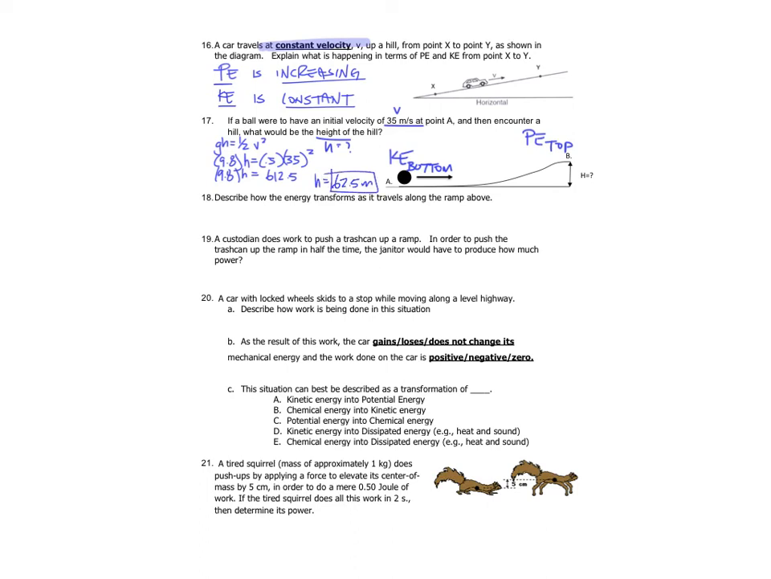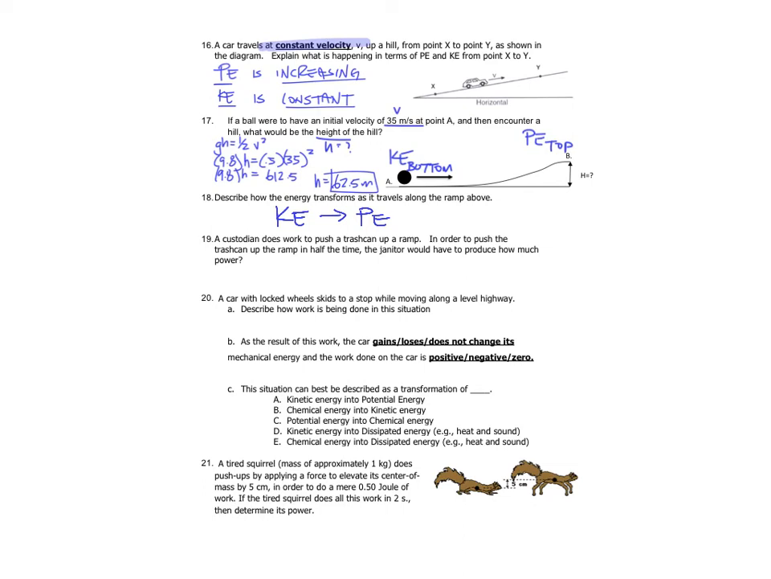Describe how the energy transforms as it travels along the ramp. Well, we just talked about it. It starts off with kinetic energy, and as it goes up the ramp, it gains potential energy. So the simple energy conversion is KE to PE. It's that easy. Number 19 was our warm-up.